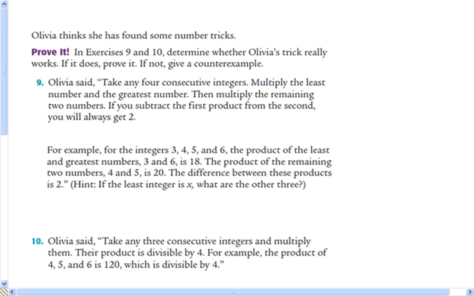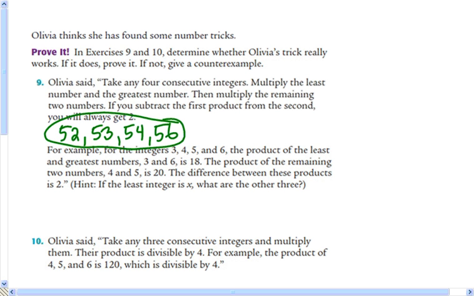All right, let's look at some other problems. Let's see, Olivia, she thinks she has found some number tricks. And we're going to either prove it or give a counterexample if it's not true. So number 9, Olivia says, take any 4 consecutive integers. Just a reminder what consecutive integers are, they're like these, where each number is one more than the previous number. So these could be the 4 consecutive integers that she's talking about. She says, take any 4, multiply the least number and the greatest number, then multiply the remaining 2 numbers. If you subtract the first product from the second, you will always get 2.